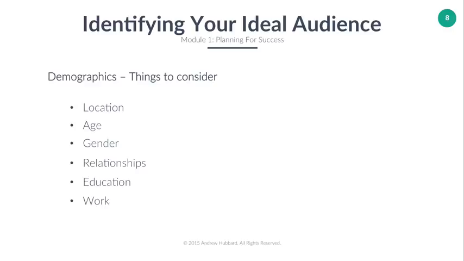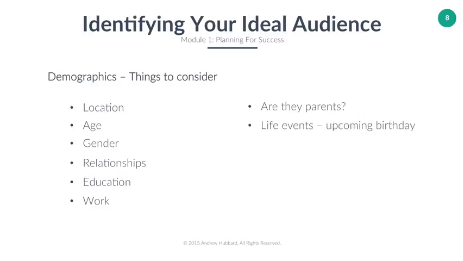Work. So you can be general here and think about, well, are they blue collar workers, white collar? Be more specific as well though. If you know that your ideal audience performs a particular job or works in a particular industry, make sure you write that down. Are they parents? Maybe you want to target new mothers. Maybe you've got an app that would be particularly useful for them.